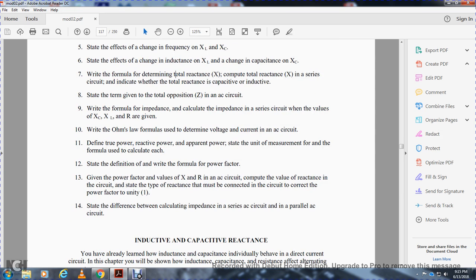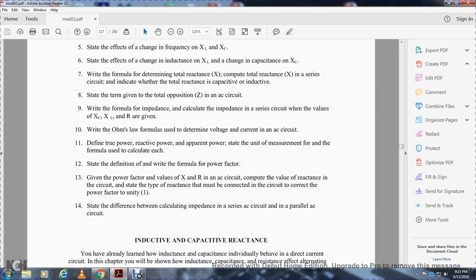State, define, and write the formula of the power factor. Give the power factor value from the reactance and the opposition. Compute the value of the reactance, in ohms, in the AC circuit. State the type of reactance connected in the circuit to correct the power factor to unity, or 1.